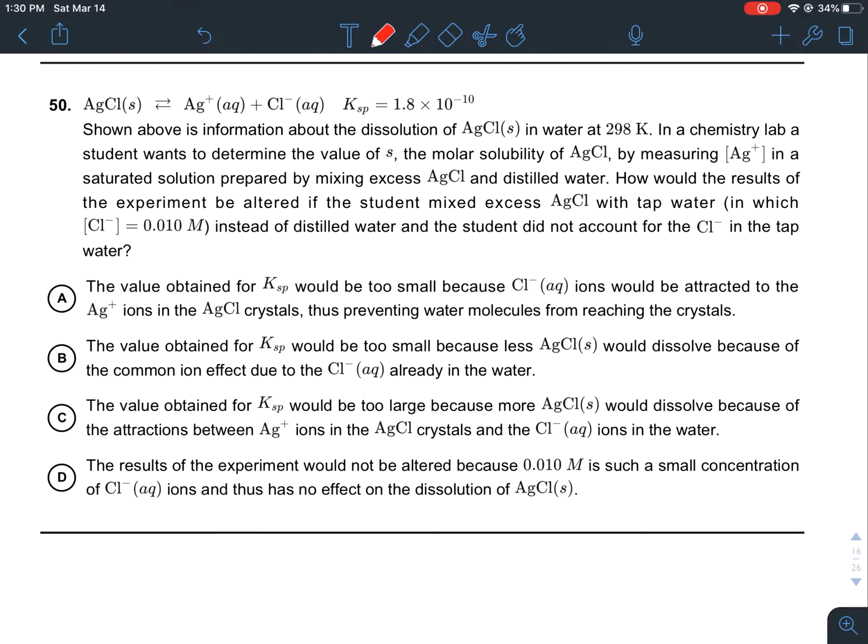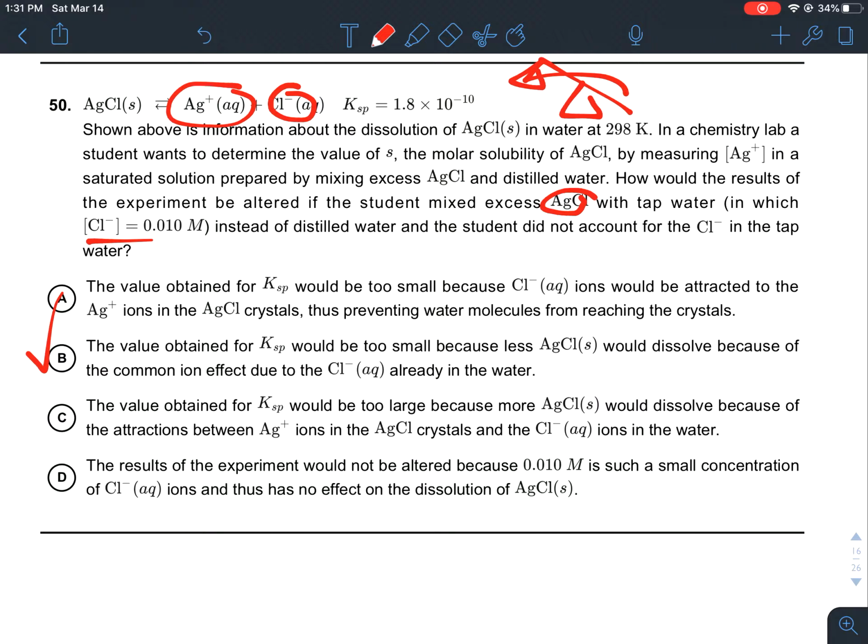Okay, if you added extra AgCl, you're going to increase the Cl minus, right? Like you're going to have more of this there. If you have more of this there, you're going to have more products than you should. Since you already had Cl minus in the water, you would have too much product over reactant, and you would end up over creating the reactants here. So the correct answer is B.